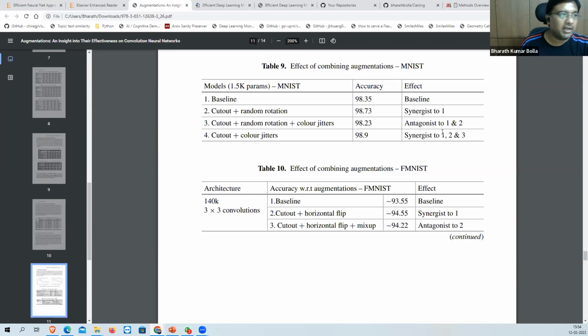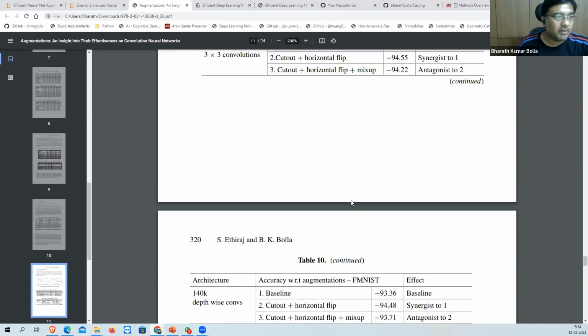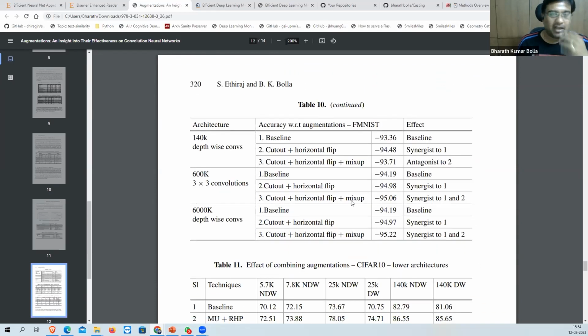Sometimes you combine two augmentations and they perform better. Sometimes if I combine two augmentations, they might not perform better. So you need to be very careful when you combine two augmentations.